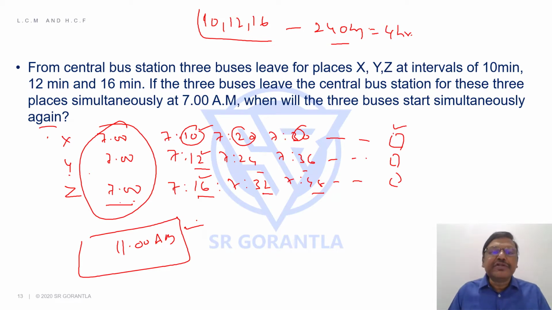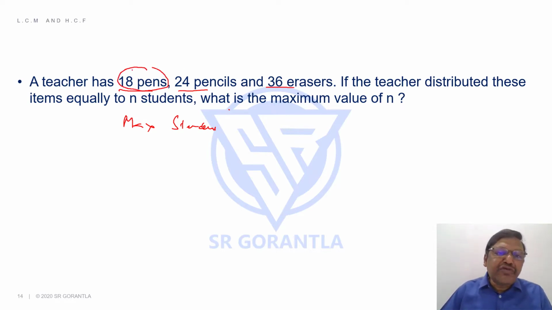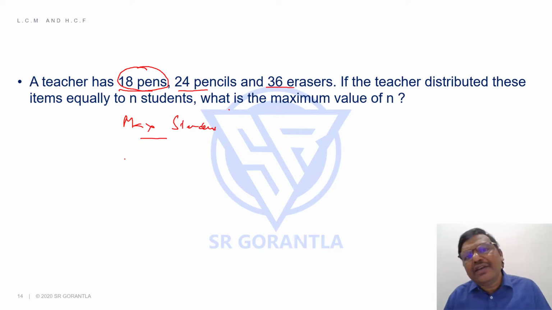Let's take the other question, students. A teacher has 18 pens, 24 pencils and 36 erasers. If the teacher distributed these items equally to n students, what is the maximum value of n? So maximum value of n means I want the maximum number of students. The condition is that he or she wants to distribute the items equally. If I have 18 pens, maximum to how many students can I distribute equally? Maximum 18 students.